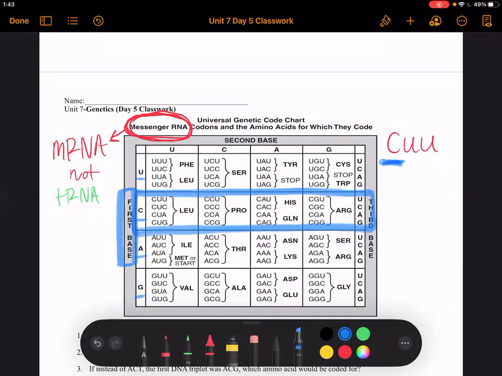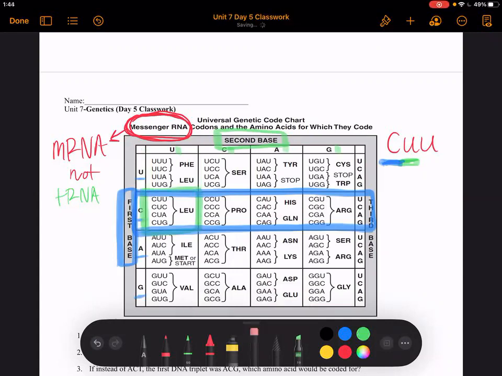Okay, but we're not done yet. So our second base is U. So that requires us to use the top of this chart to find the second base. So again, you see that it's divided into U, C, A, and G. And because our second base was U, we're now going to be looking in this column right here. But because we've already isolated that first base, we actually know we're going to be looking just within this specific box right here. Okay, but again, we're still not done.